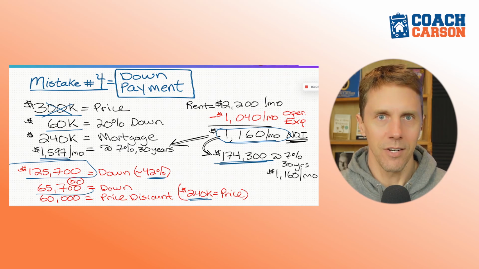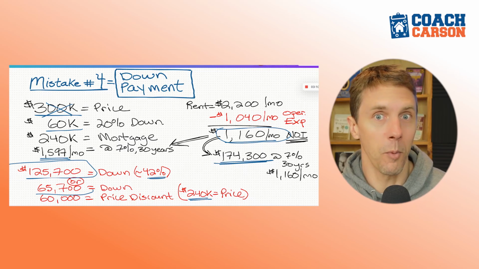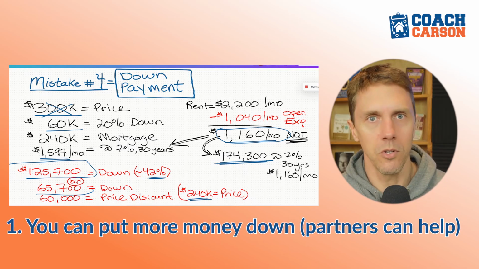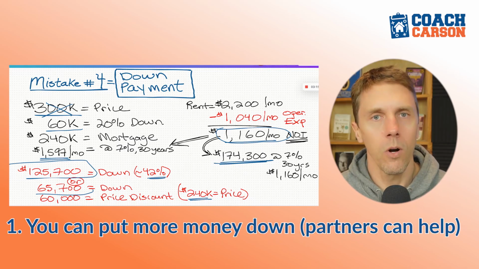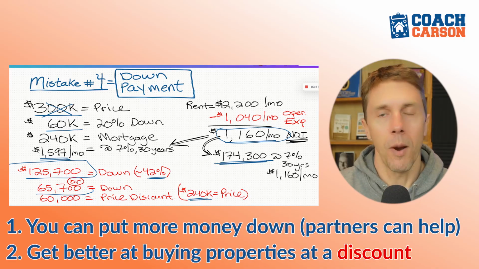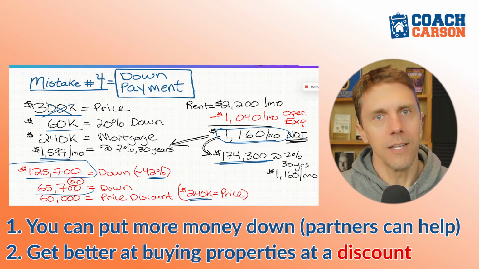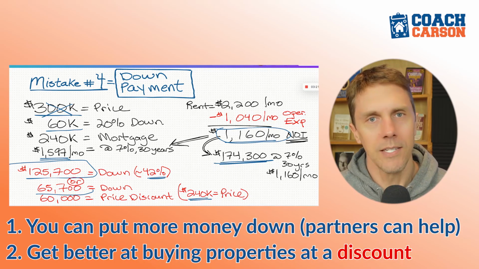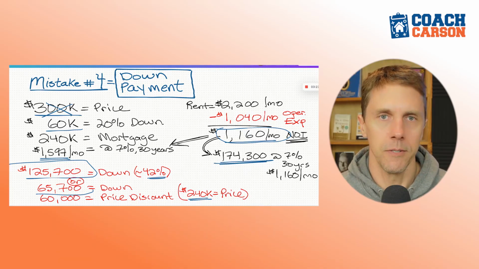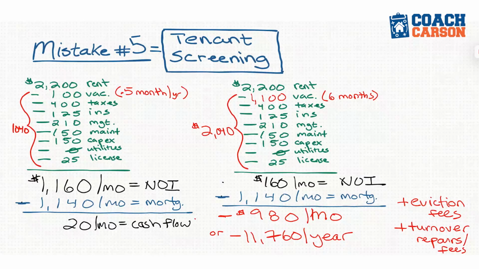So the answer to this is, number one, you could put more money down. You could find partners to help you do that if this is a good deal, or you could just get better at buying properties at a discount, which historically is what investors have had to do to make properties have positive cash flow. The fifth mistake that we investors make that leads to negative cash flow is tenant screening.